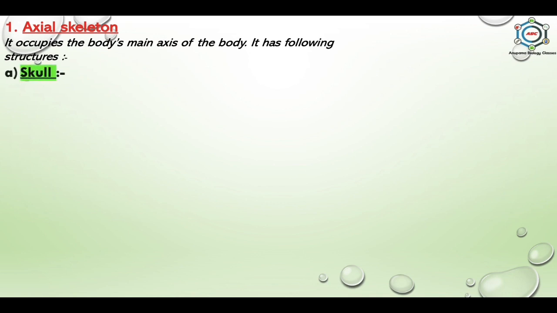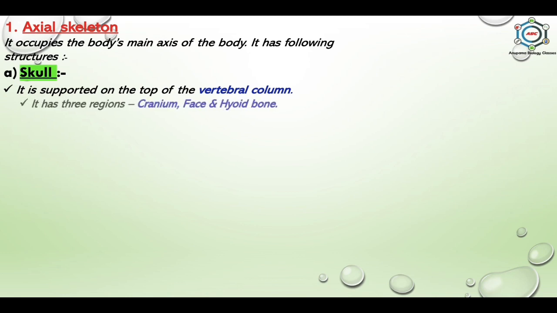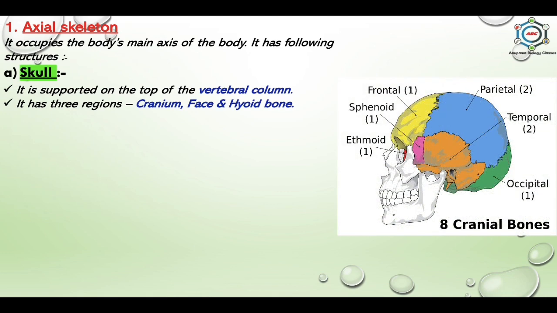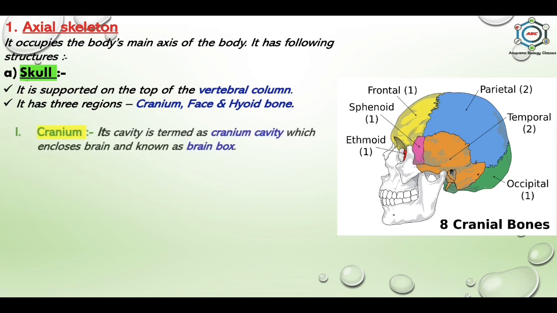The first one is the skull. Skull is supported on the top of the vertebral column and it is present in the head, and the bone of the skull is the hardest and densest part of the whole body. It has three regions: cranium, face and hyoid bone. This is the structure of the skull. And in this portion you can see all the 8 cranial bones.